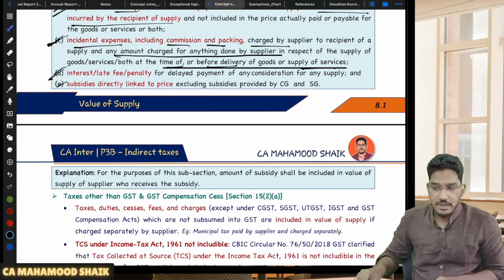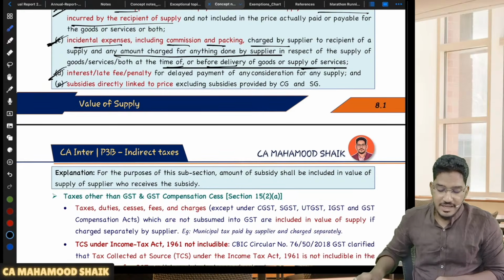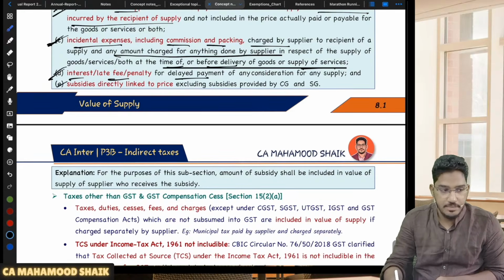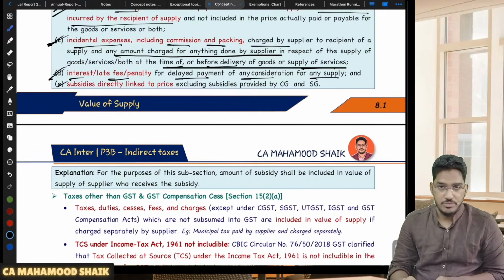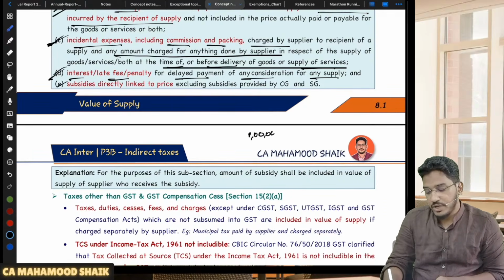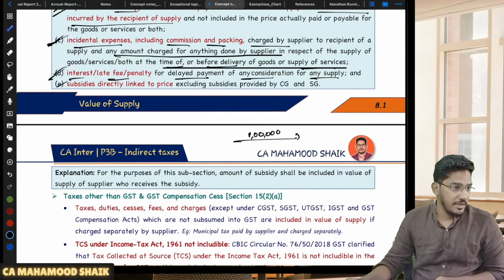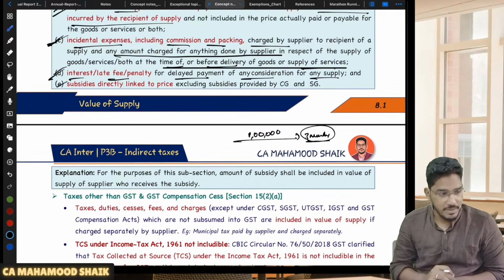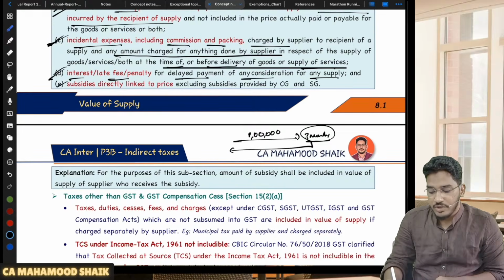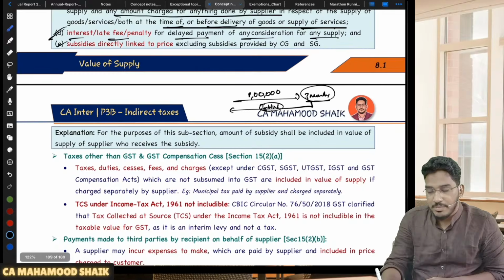Next, the fourth item which is required to be added to the value of supply is interest, late fee, or penalty for delayed payment of any consideration for any supply. So let us say for example, you made a supply to a recipient. You are charging the consideration amounting to 1 lakh rupees. You gave the recipient a credit period. Let us say you told him you are required to make the payment within 3 months. If he is not making the payment within 3 months of time, the recipient is required to make the payment of interest or late fee or penalty. Sir, this recipient has not made the payment within 3 months.